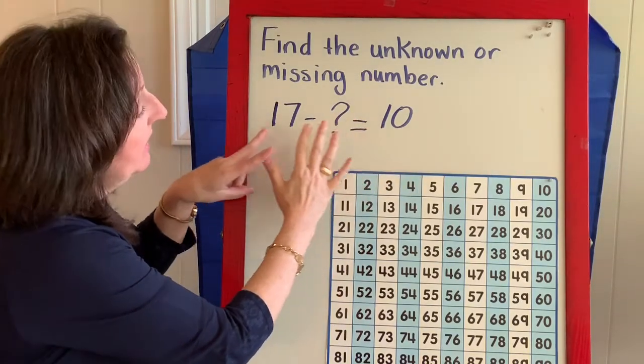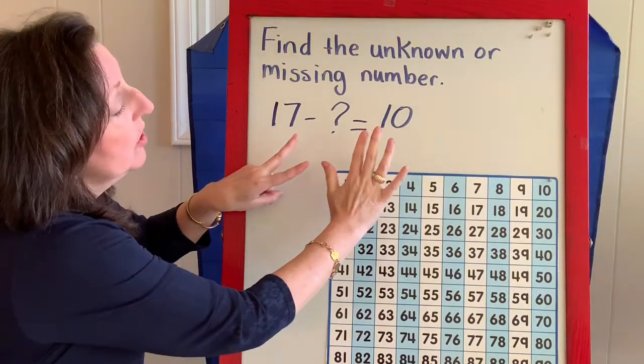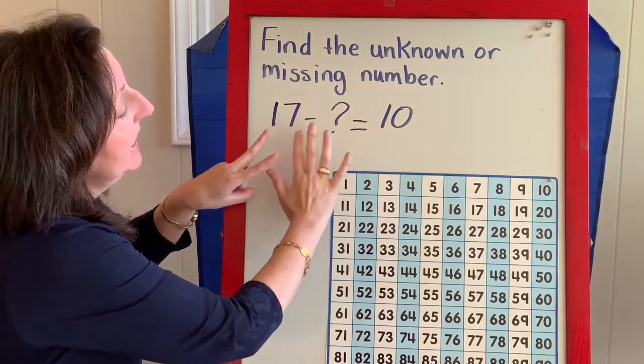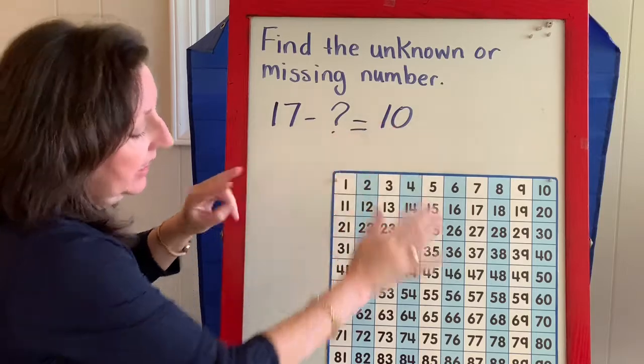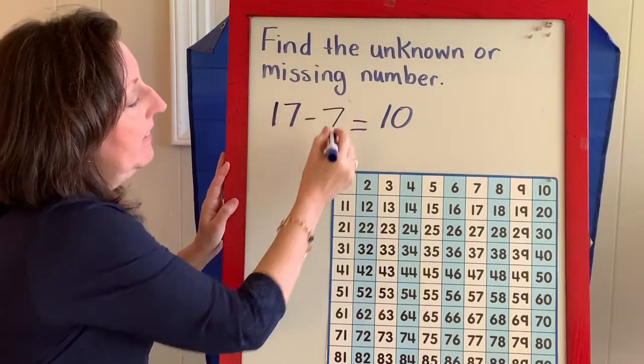I stopped at 17 because I don't want to go past that. That's that number there. So I know that 17 take away 7 equals 10 now. I know my missing number is 7.